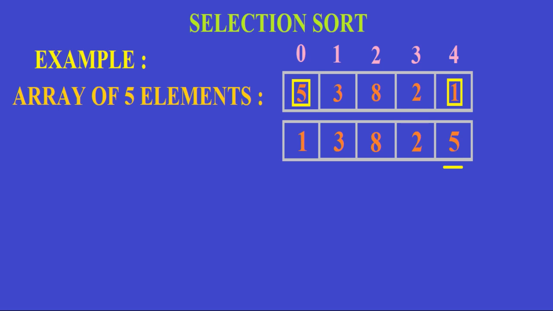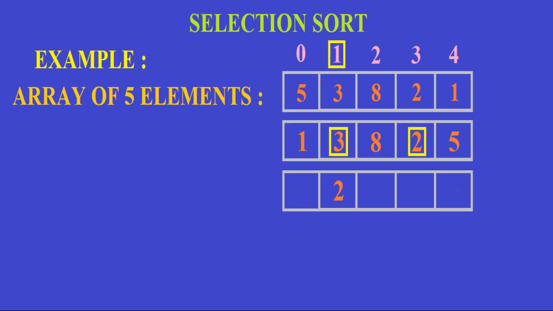Now, the index will change from 0 to 1 and we have 3 at index 1. Again, the smallest element will be selected and interchanged with the element 3. Here, 2 is the smallest element, so 2 and 3 will interchange their positions. Now, the new array will look somewhat like this: 1, 2, 8, 3 and 5.